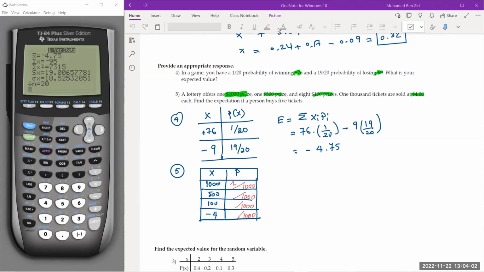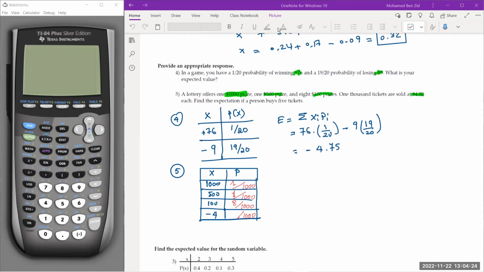That's the probability. How many tickets are of 500? 1, so 1 over 1,000. How many tickets of 100? 8, so 8 over 1,000. That's the probability. And how many tickets are losing $4? So in order for you to lose, oh, I made a mistake, I think. Yes, I made a mistake. I'm going to fix it in a moment.